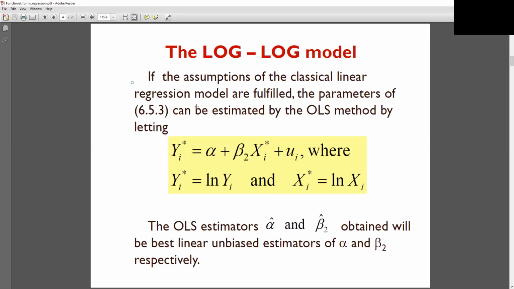Whatever assumptions we have seen in the case of the classical linear regression, all these assumptions hold for this model. And we'll be estimating alpha hat and beta 2 hat: alpha hat for the intercept, and beta 2 hat for the slope. The alpha hat and beta 2 hat which you'll be estimating will be the best linear unbiased estimators, BLUE, of alpha and beta 2. Alpha and beta 2 pertain to the population, and alpha hat and beta 2 hat pertain to the sample.